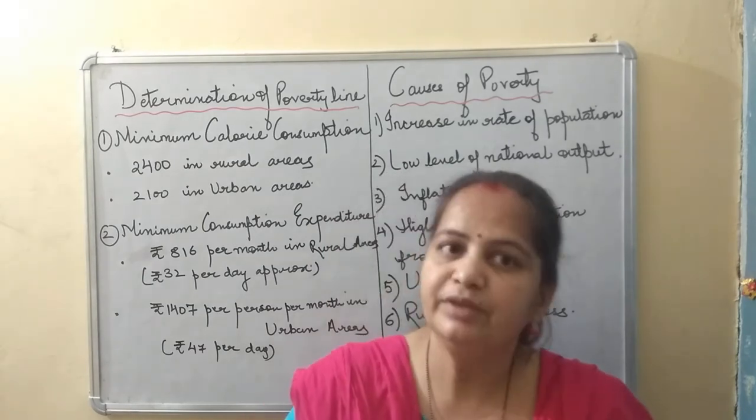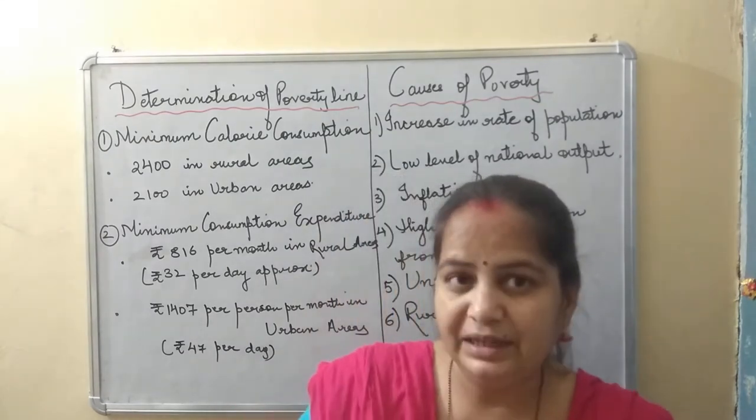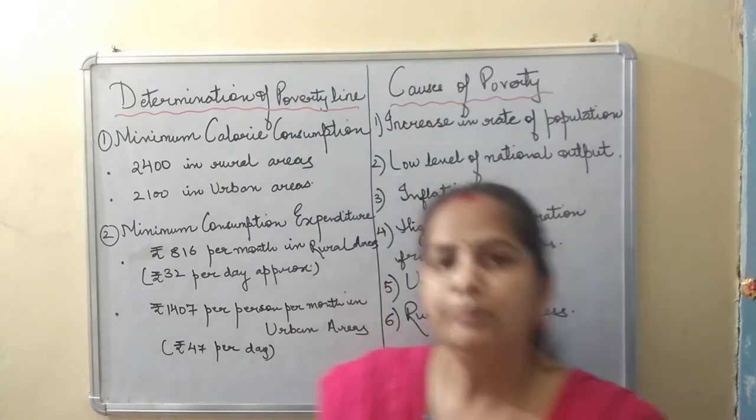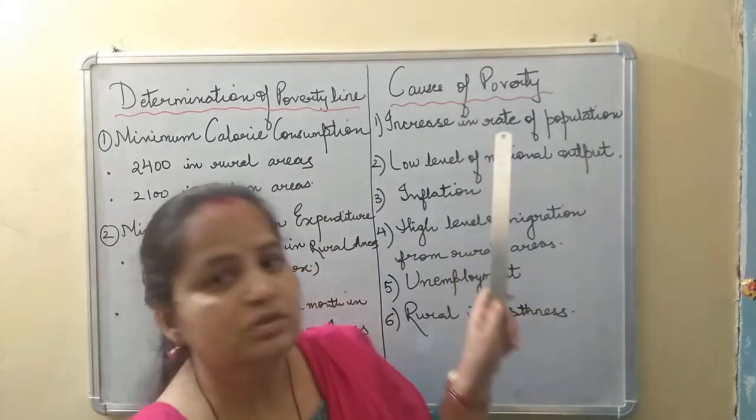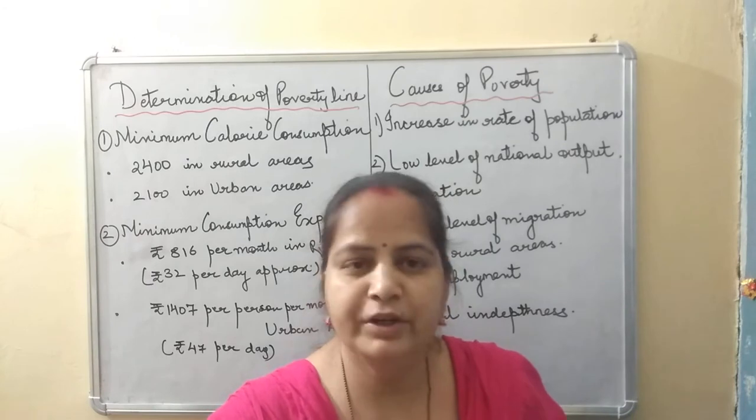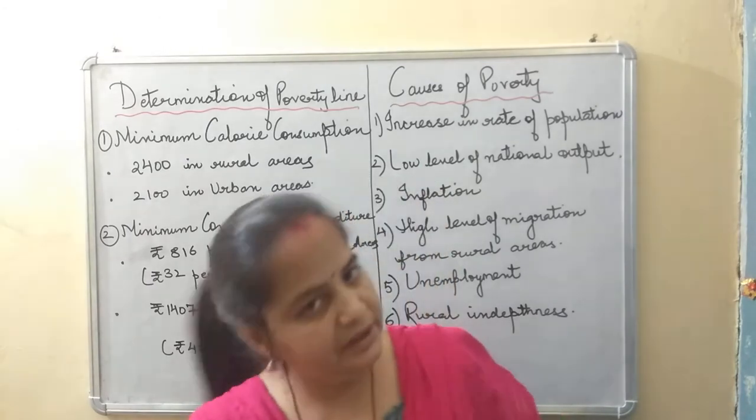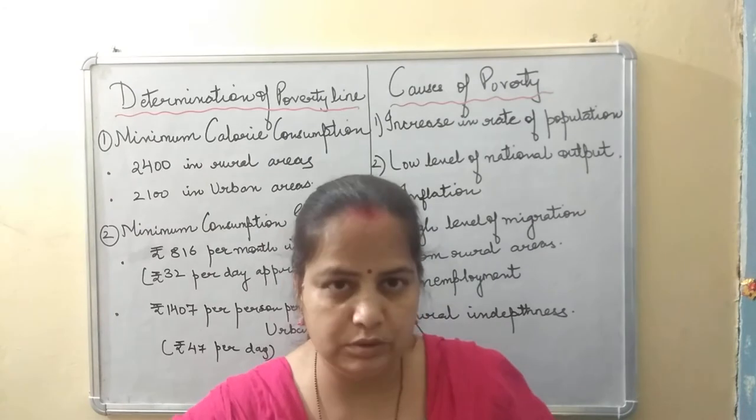At that time, I told you we'll talk in detail about poverty line in the next video. So we are going to start the same thing today. Let us begin with the determination of poverty line. And at the last, one more important topic we are going to cover is causes of poverty. Causes of poverty is a very simple topic, children. You have studied it already in class 10, but it's just a revision for you. So we will study that topic also. Let us begin.